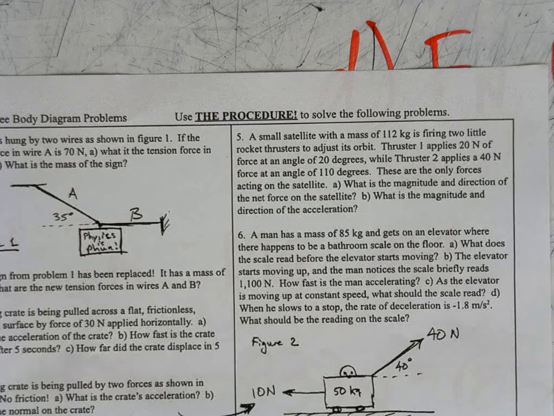And then the elevator starts moving up, and the man notices the scale briefly reads 1,100 newtons. How fast is the man accelerating? And as the elevator is moving up at a constant speed, what should the scale read? And then part D, when he slows to a stop, the rate of deceleration is negative 1.8 meters per second squared. What should be the reading on the scale?